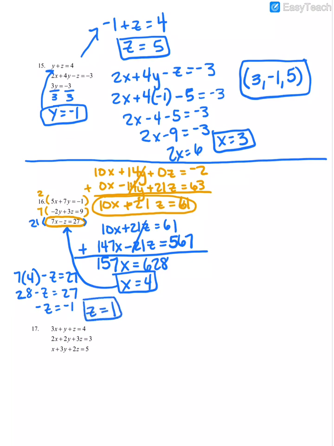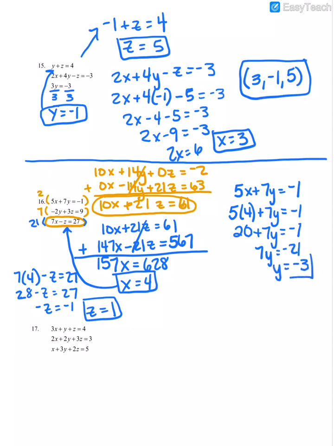Now we have to find y. You can use the top one or the middle one. I'm going to use the top one. So 5x plus 7y is equal to a negative 1. 5 times 4 plus 7y is equal to a negative 1. Subtract 20, so 7y is equal to a negative 21. So y is equal to negative 3. So ordered pair, 4, negative 3, 1. Ordered triple, I should say.